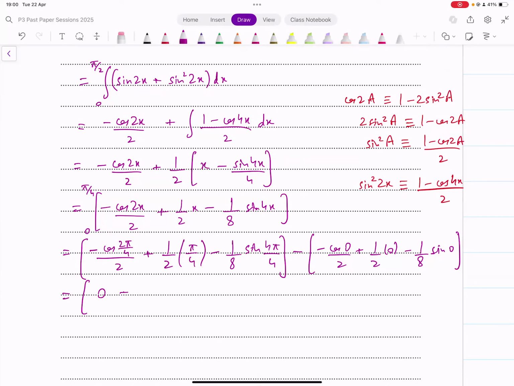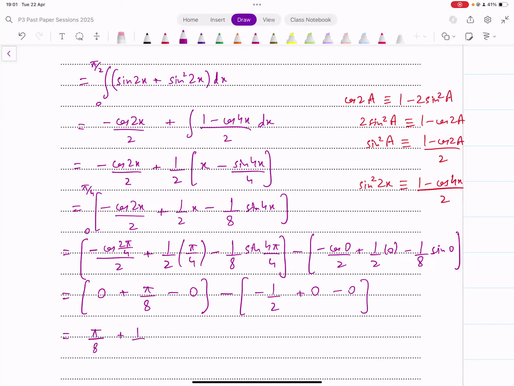Then the next one, that's pi over 8 minus 1 over 8 into sine of pi. What's sine of pi? That's also 0. You can put that on your calculator, you get 0 for that. This also becomes 0. Cos of 0 is 1, so this becomes minus 1 over 2. Plus 0. Sine 0 again, that's also 0. So we've got a lot of zeros here now. And we're left with pi over 8 minus 1 over 2.